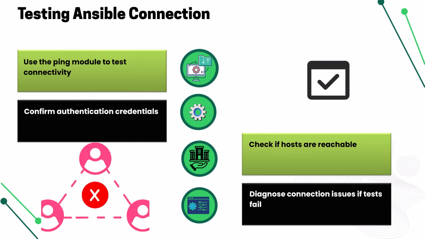Chaos. Testing connections is like checking your mic before a big speech. You don't want to start your automation only to realize your hosts aren't listening. Running the ping module tells you if the hosts are online and responsive, kind of like texting someone and hoping they reply. If things go south, don't panic, just troubleshoot.